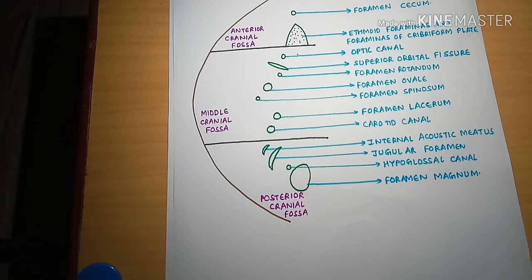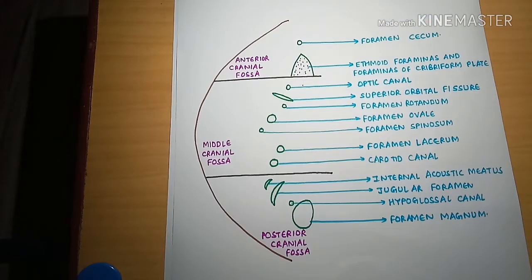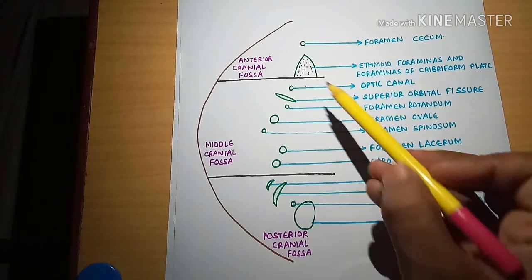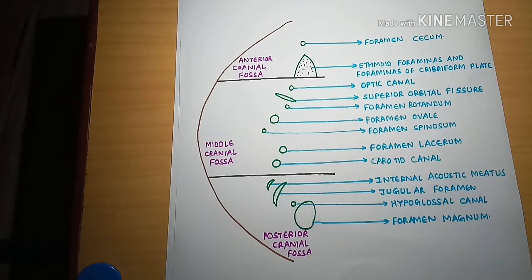So this is what we have from the internal structure of the cranium. So many foramina are present in the middle cranial fossa, the anterior cranial fossa, and the posterior cranial fossa. This video is all about these foramina. We will be learning what all the structures are going through these foramina in the next part of the video.